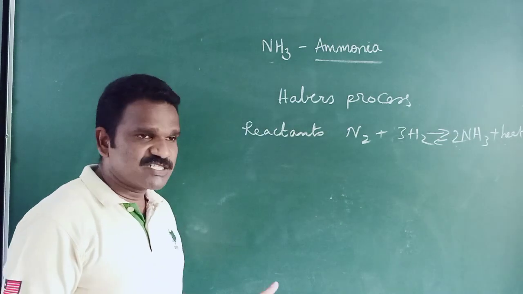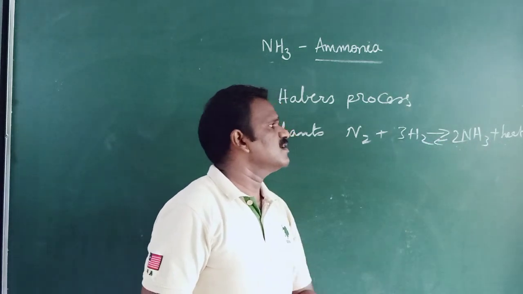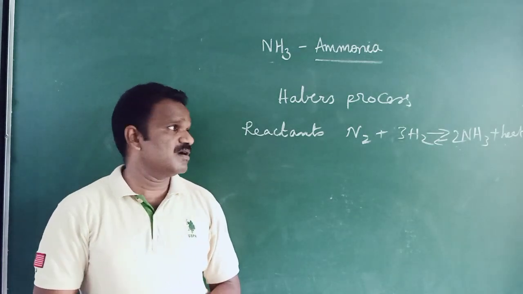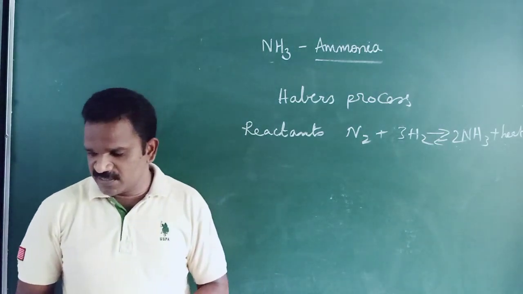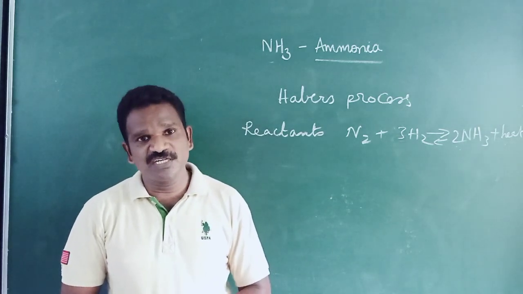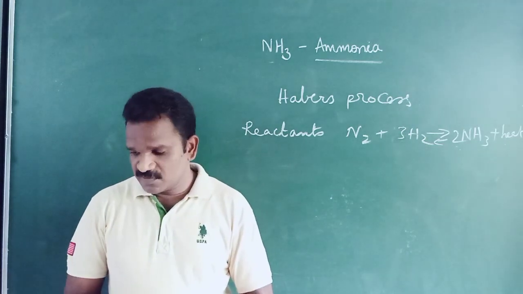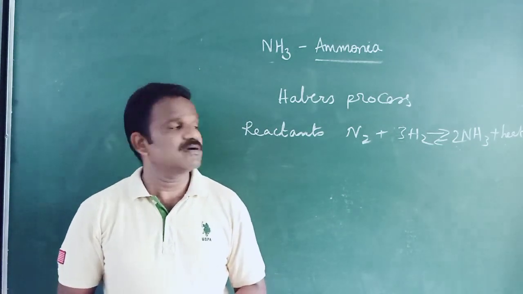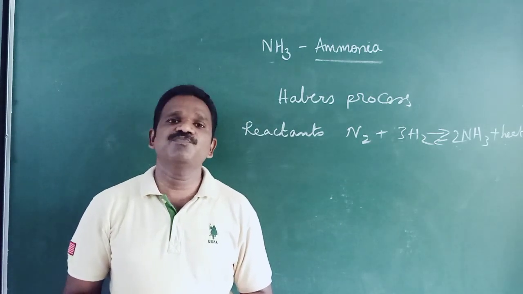So what reactants are we taking? We are taking nitrogen and hydrogen. We are producing ammonia. These are the reactants. Now, how can we obtain them? For example, nitrogen and hydrogen are available in the free air. So through the fractional distillation of liquid air, we collect nitrogen, and hydrogen we can produce either through water gas or through natural gas.